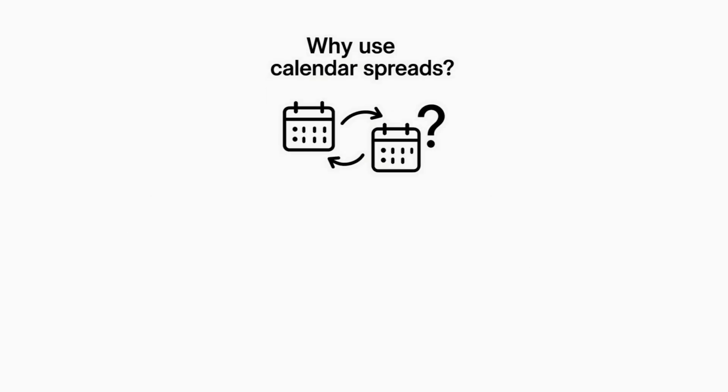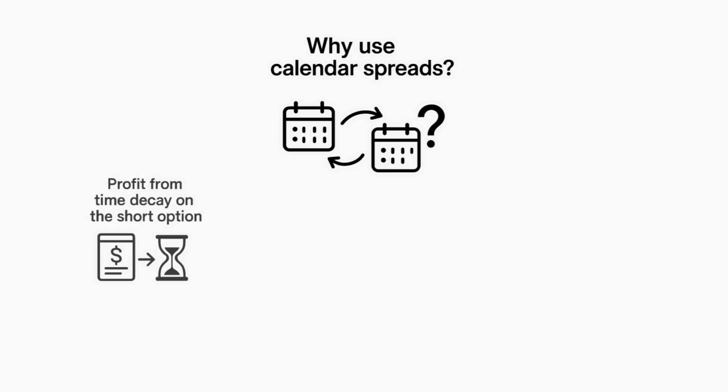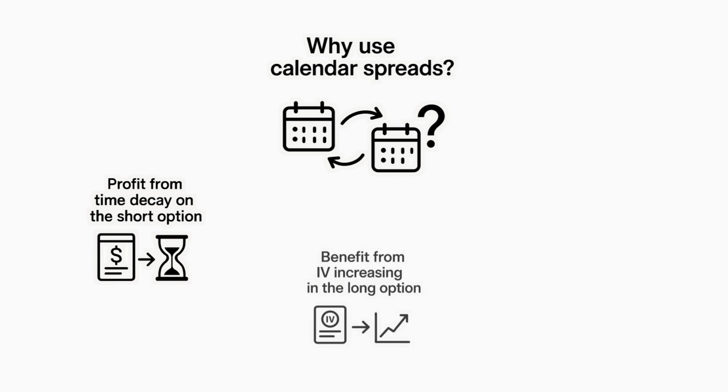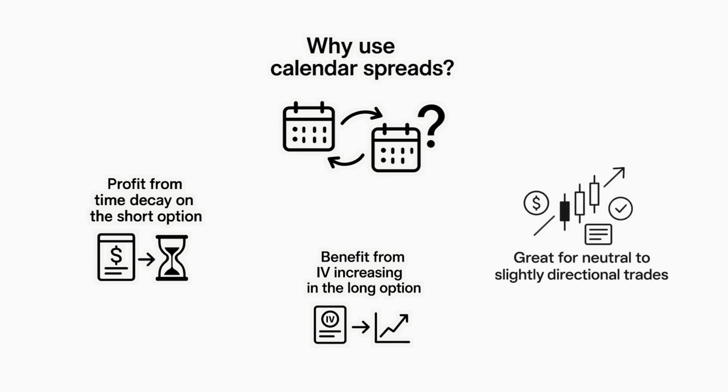Why use a calendar spread? It's good for profiting from time decay on the short options and benefits from IV increasing in the long options. Great for neutral to slightly directional trades. Calendars work best when the IV is low because longer-term options are cheaper relative to the short-term ones.